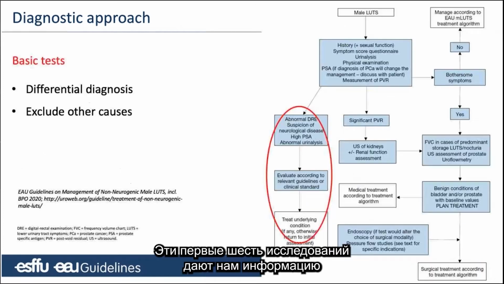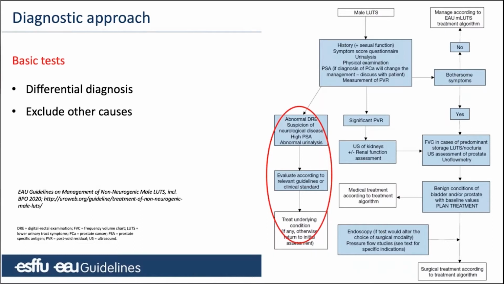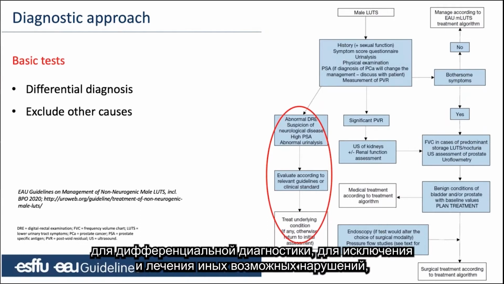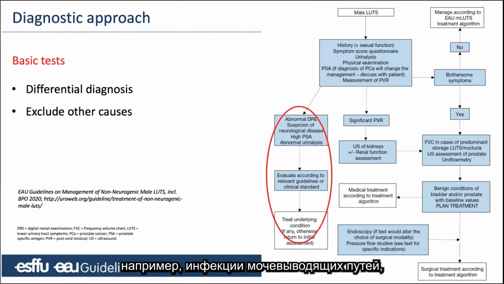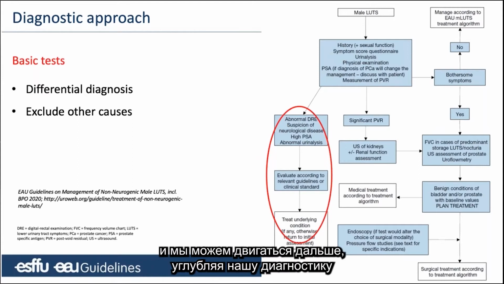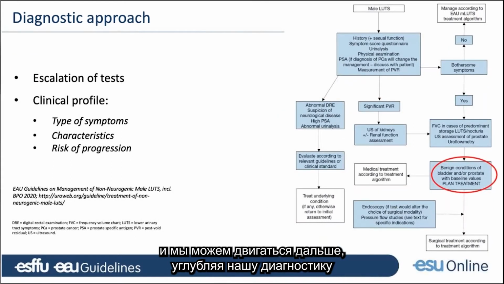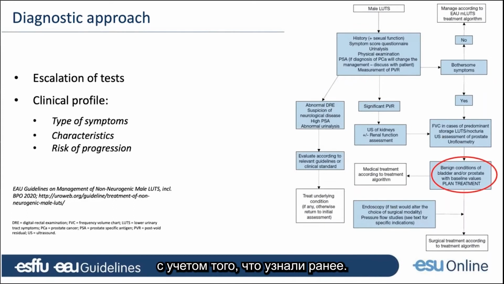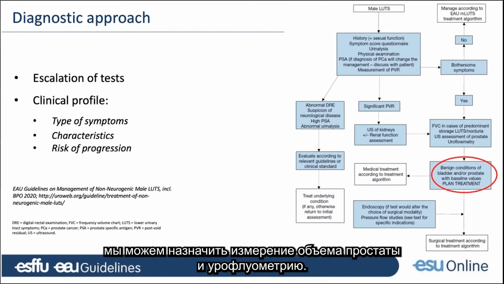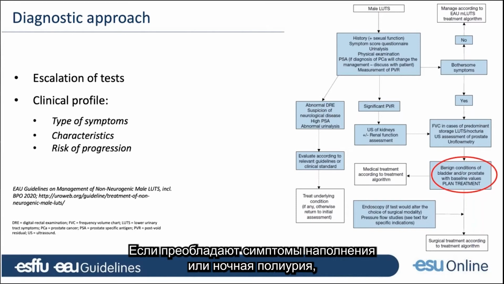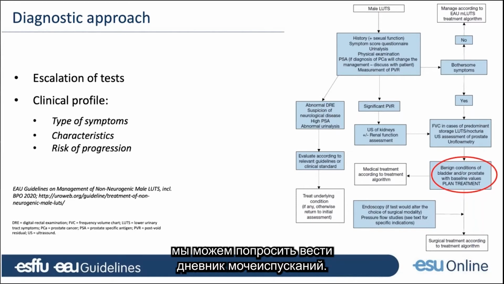So based on the first 6 tests, we can have all this information to make the differential diagnosis, to exclude and also treat some other potential causes, for example, urinary tract infection, and then we can escalate our diagnostic approach based on the findings from the previous tests. So if we have a patient with bothersome symptoms, then we can ask for the assessment of prostate volume and uroflowmetry. And then if we have predominant storage symptoms or nocturia, we can ask for voiding or bladder diaries.